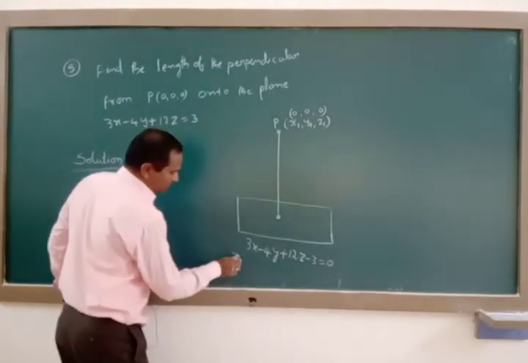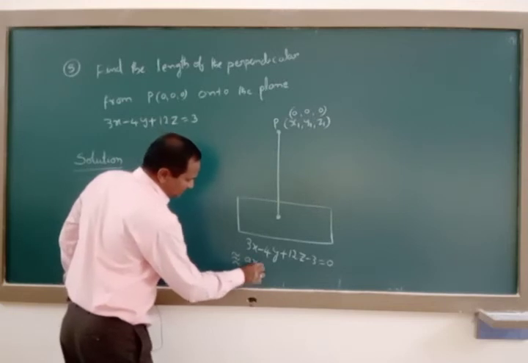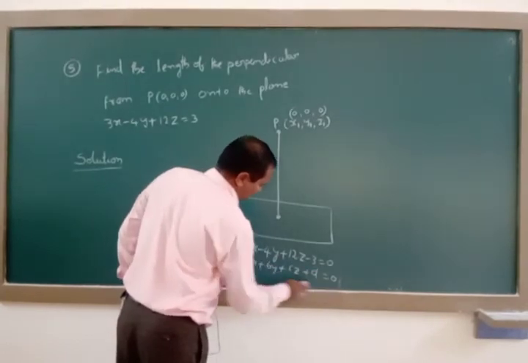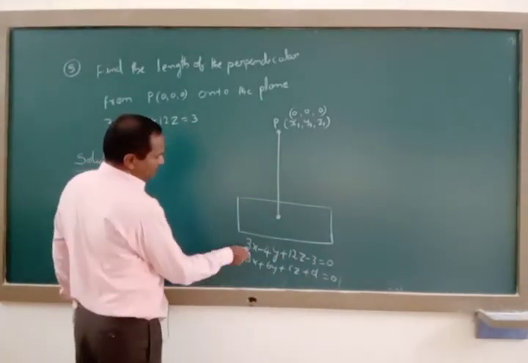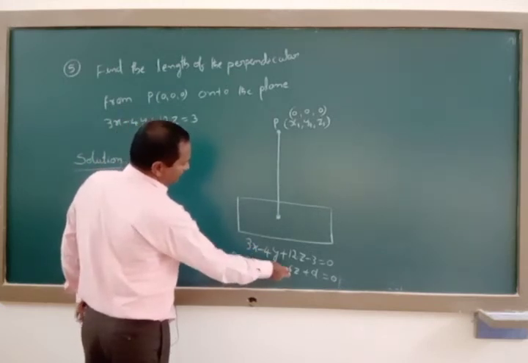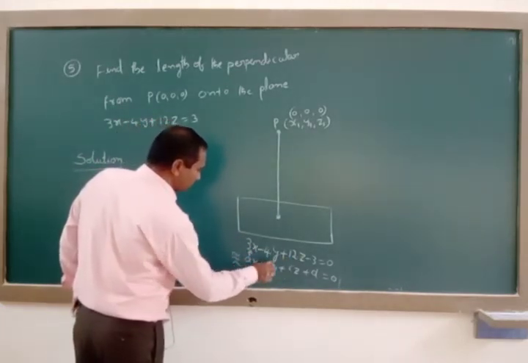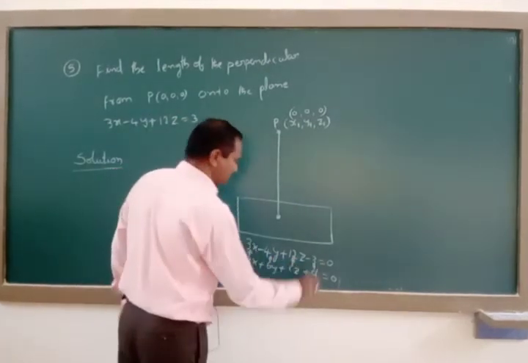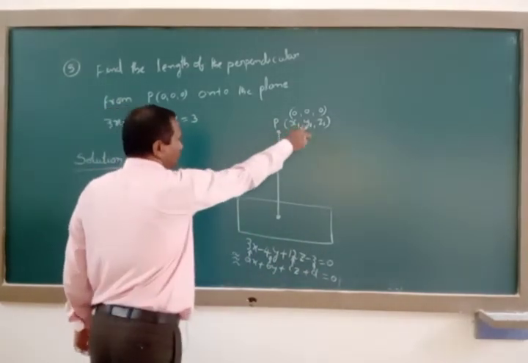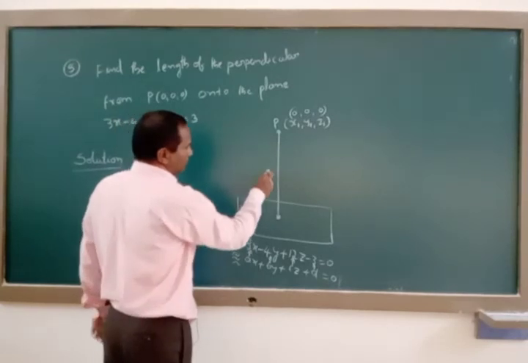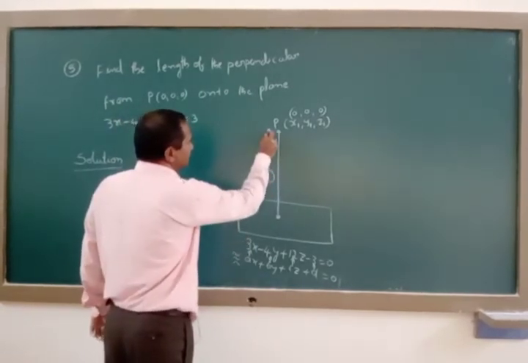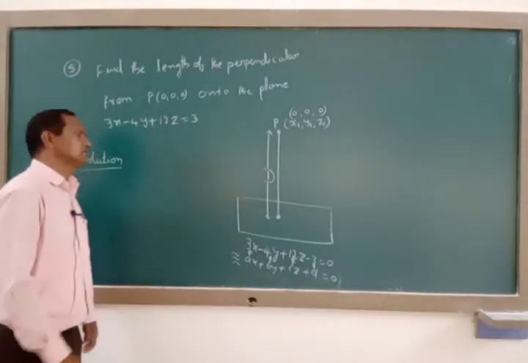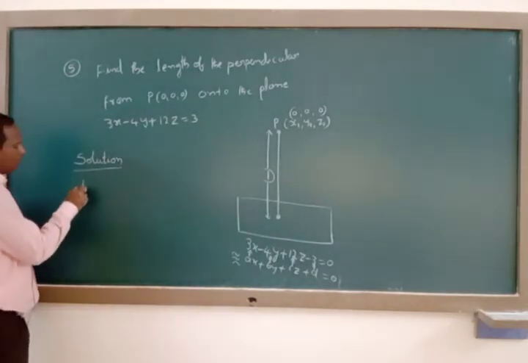As comparing with ax plus by plus cz plus d is equal to 0, we will get a value is 3, b value is minus 4, c value is 12, a value is 3 here. Like that you can mark with an arrow mark. D value is minus 3 here. x1 is 0, y1 is 0, z1 is 0. Here you represent capital D as the length of the perpendicular from a point onto that given plane. So here D is equal to, this formula we have to apply here.